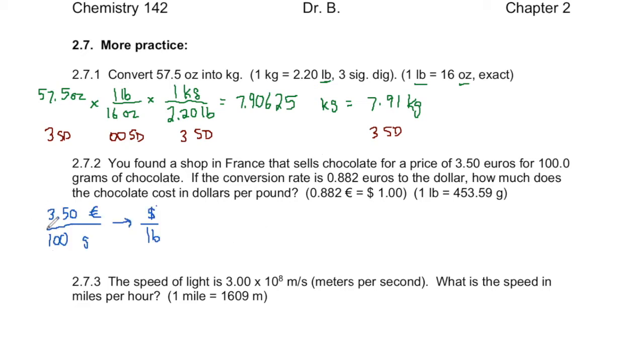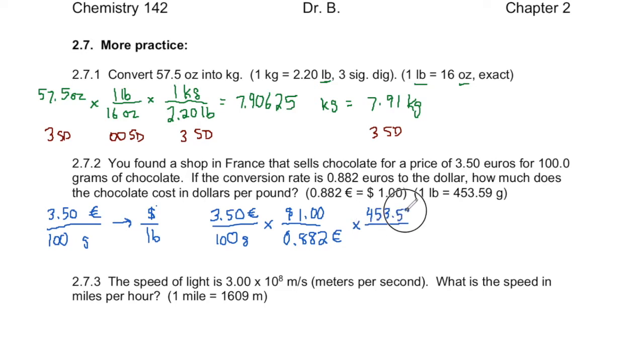We're trying to convert this price, 3.50 euros per 100 grams, into dollars per pound. First, let's convert euros to dollars. 0.882 euros being $1 with 3 significant digits. Next, we'll cancel the grams by putting grams on top. Our euros cancel and our grams cancel. And the units we end up with are dollars per pound.